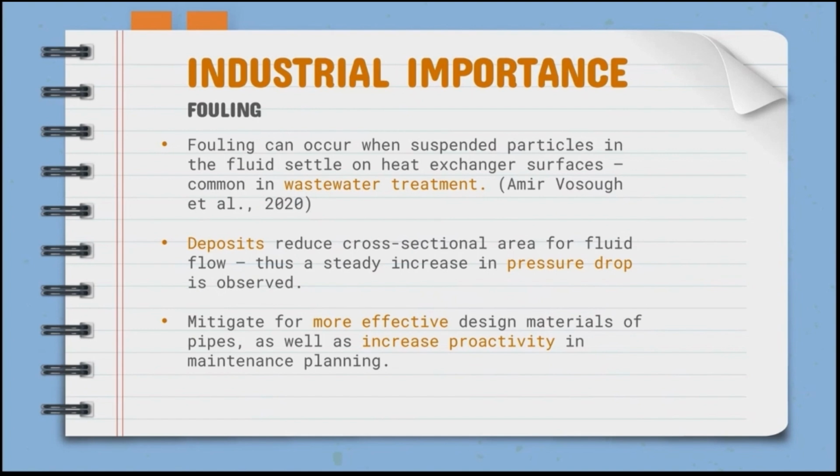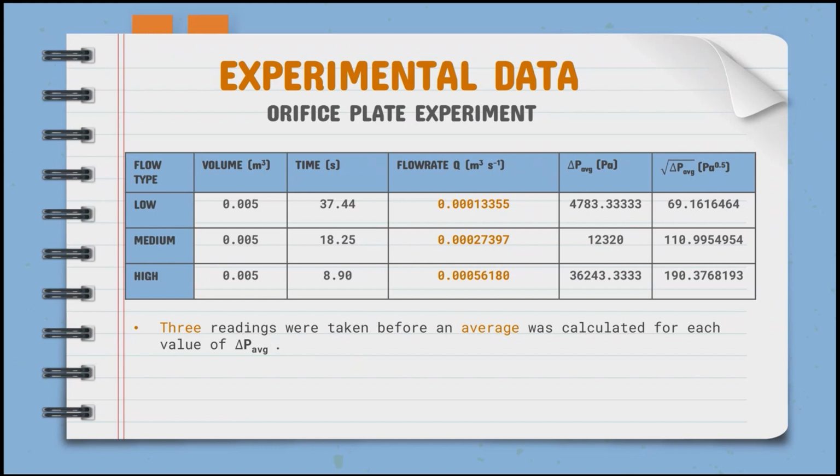Fouling can occur when suspended particles in the fluid settle on heat exchanger surfaces, a phenomenon very common in wastewater treatment, for example. These deposits act as a source of resistance which can be seen through a pressure drop. This is one example as to where fluid friction can be used in industry to regulate but also innovate real-life solutions. Here are the data collected for flow rates and pressure drops.